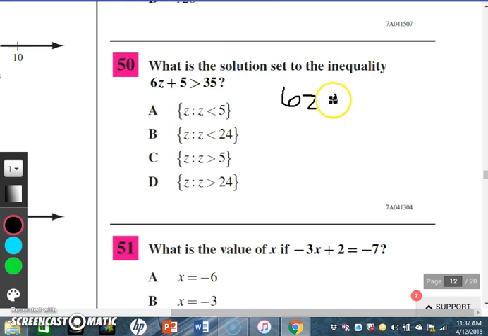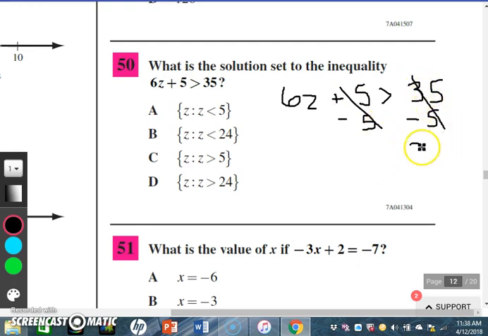6z plus 5 is greater than 35. You guys have heard me say this 100 times. You want to get the variable on the left side and the numbers on the other. Or just whatever you do, get the variables on one side, the numbers on the other. So here's what we do. We take away 5 from both sides. As you guys know, 5 minus 5 is 0, so that's gone. 35 minus 5 is 30.